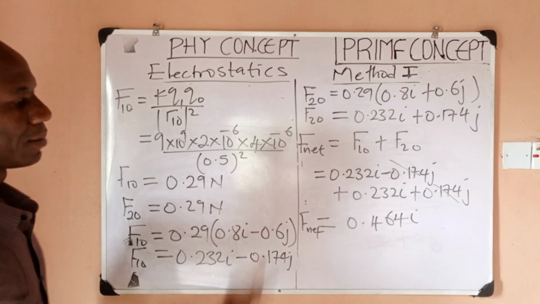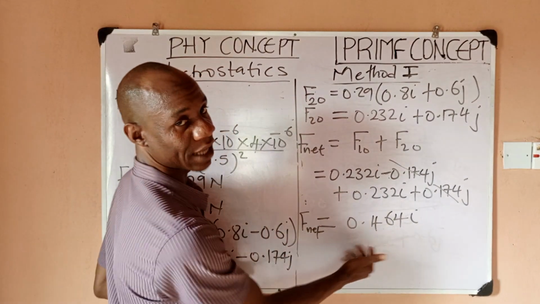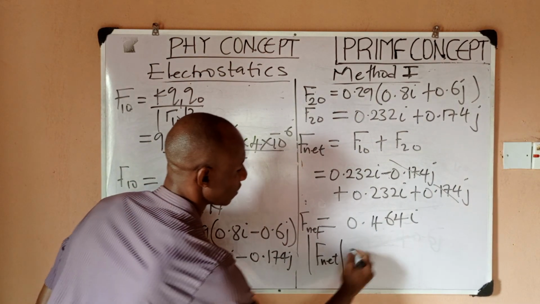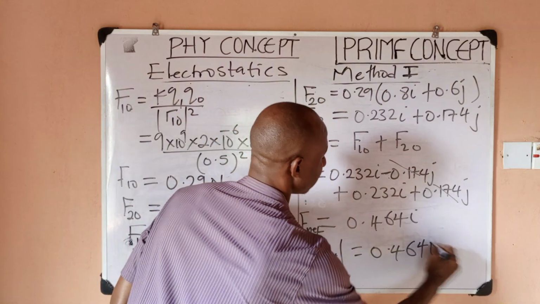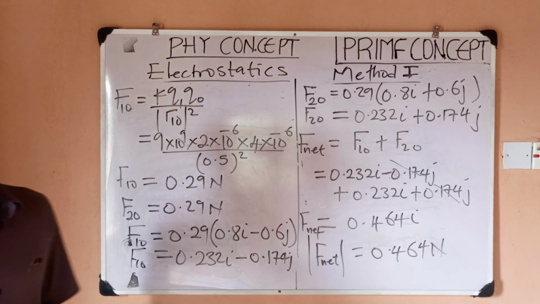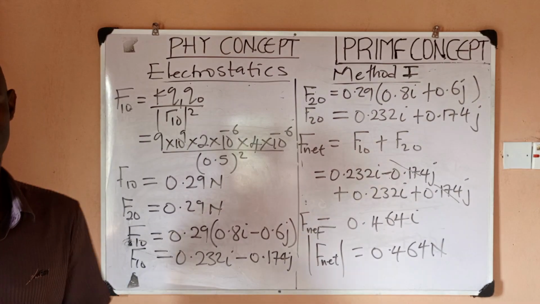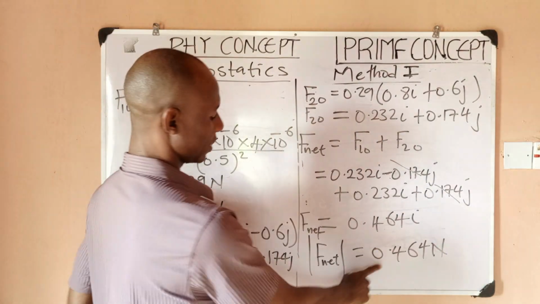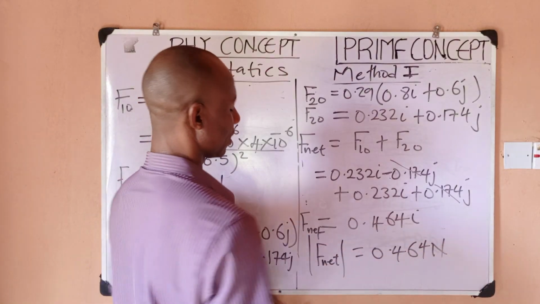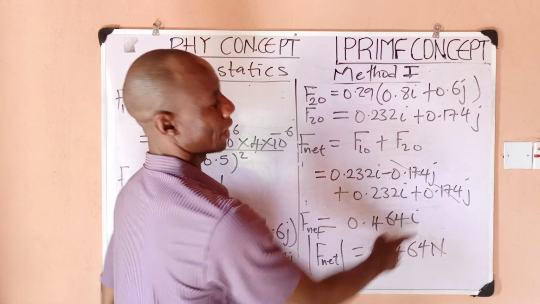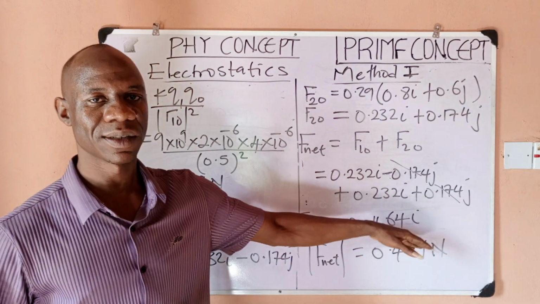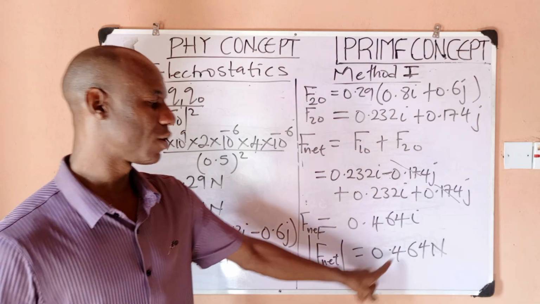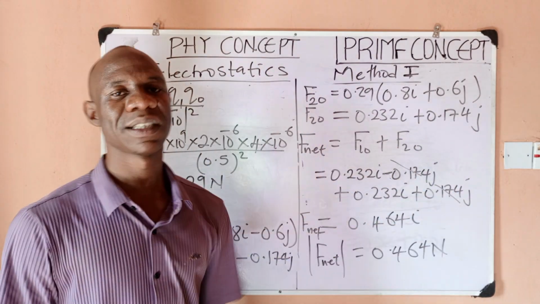And of course, this is my force, it has only an x component. And of course, the magnitude of this force is still going to be 0.464 Newton. So that is the answer. That's the magnitude of the force. Then the next thing we want to solve. So the magnitude of the force is 0.464 Newton. From here you can see it has just i. So it means that the force is pointing in what direction? Positive x direction. And the magnitude is 0.464, pointing in the positive x direction.